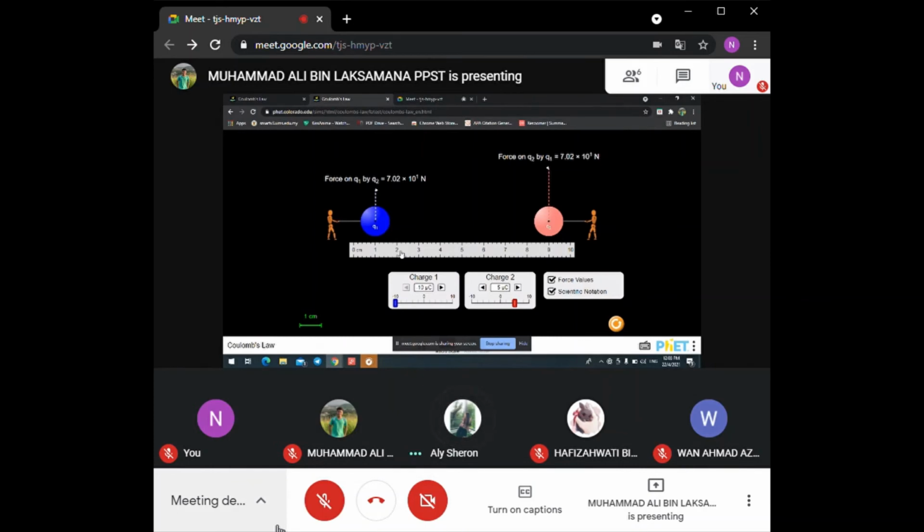For the fourth experiment, charge 1 is set to negative 5 microcoulomb and located at 1 centimeter. Charge 2 is set to positive 5 microcoulomb and located at 9 centimeter. The force of charge 1 on 2 is 3.51 times 10 exponent 1 Newton, and the same goes for the force of charge 2 on 1. So the force is still attractive.